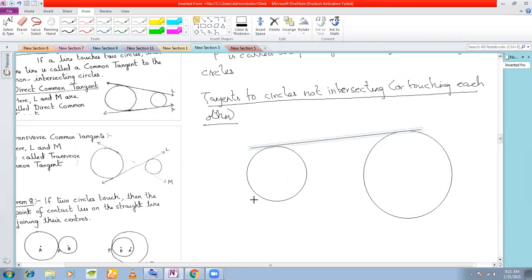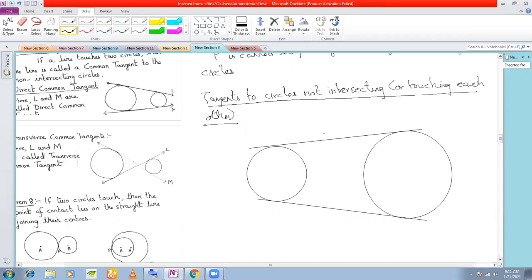The other tangent we can draw in this manner. These two are common tangents. So if two circles touch each other, we can draw only one common tangent. But if two circles do not touch each other, then we can draw two common tangents to the circles.